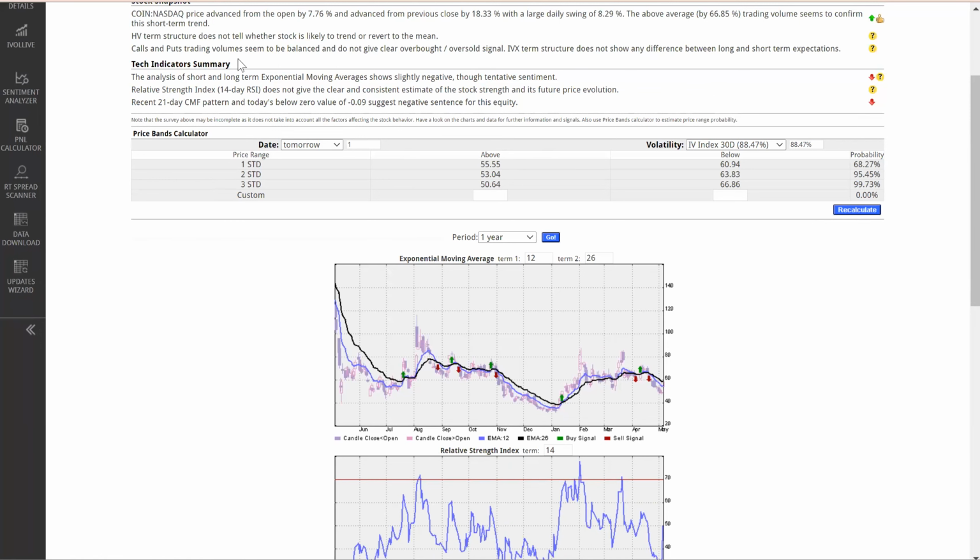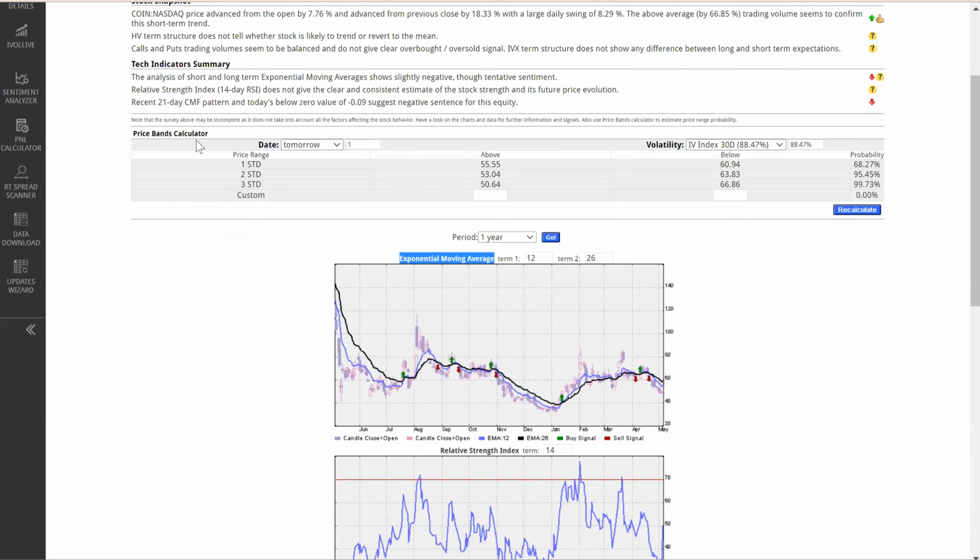As we move along here, technical indicator summary. These are looking at three key technical indicators. Exponential moving average is one. In this case, it shows slightly negative, though tentative sentiment. You can see here, this is the EMA, and this chart is inconclusive, not really much going on.